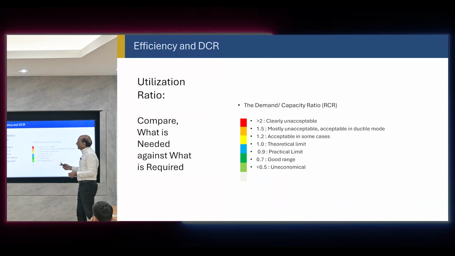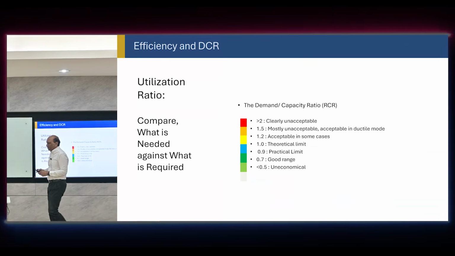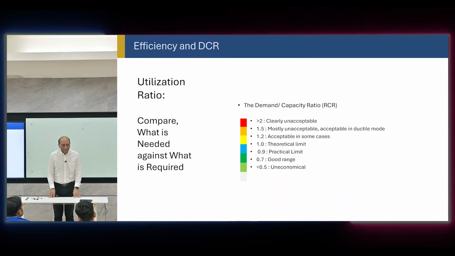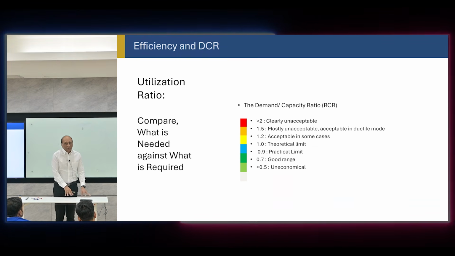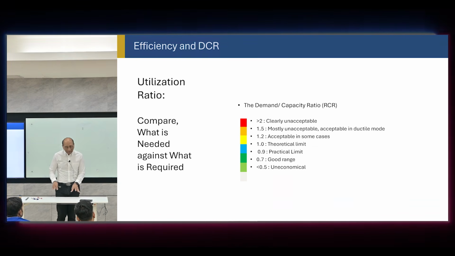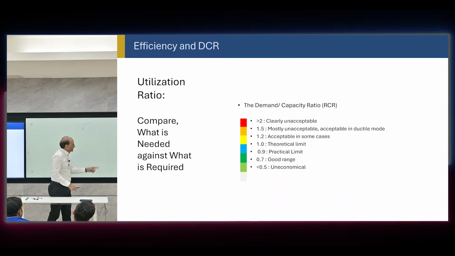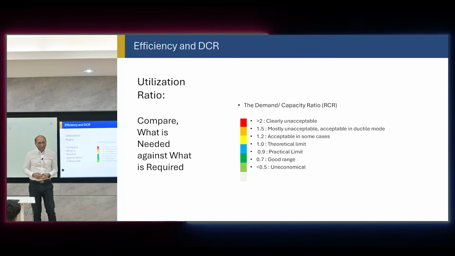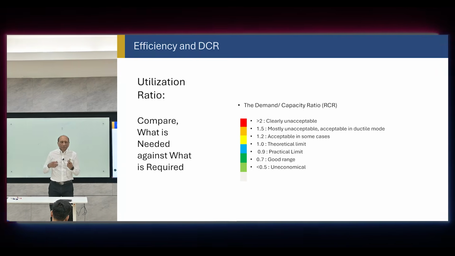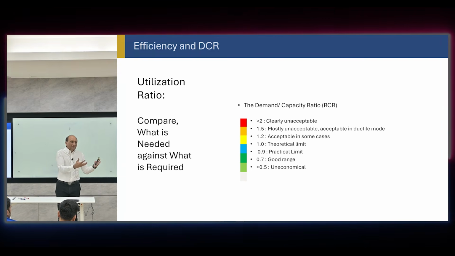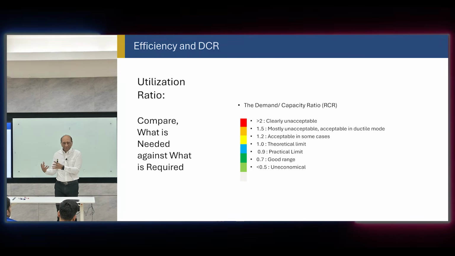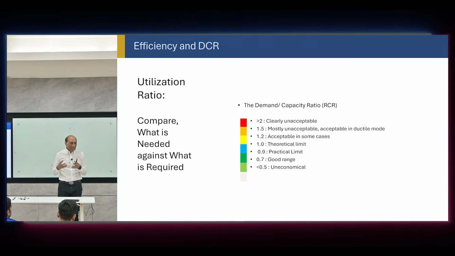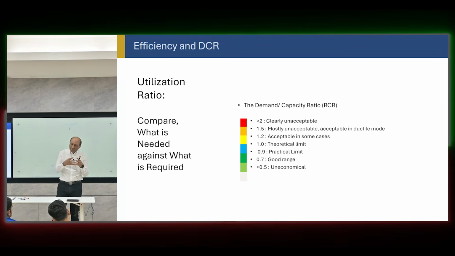Okay, the last item on this one is this one. As I mentioned to you, efficiency alone is useless without the structural performance. One of the indicators of structural performance is the utilization ratio or the demand capacity ratio. Demand capacity ratio means how much is the moment, what is the capacity, and how many places we utilize this capacity. Let's say there are 100 beams.